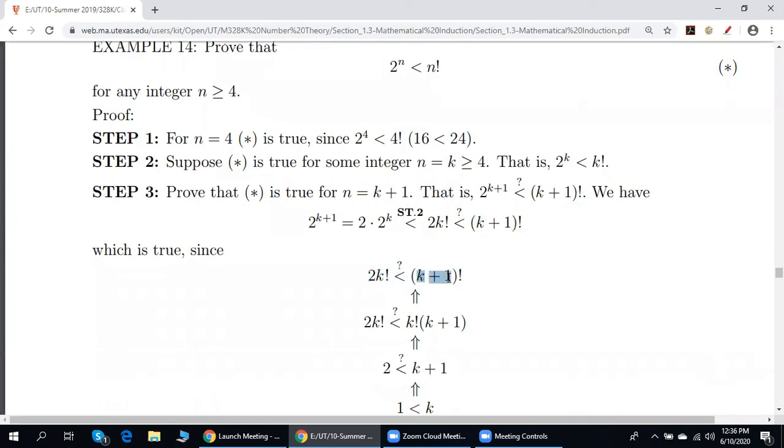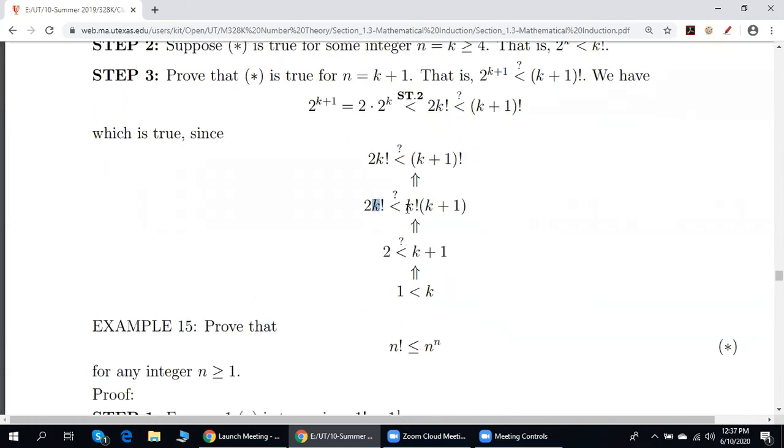Observe that k plus 1 factorial is k factorial times k plus 1. Here is why. K plus 1 factorial is the product of all integers from 1 to k plus 1. Note that the product of all integers from 1 to k plus 1 can be rewritten in the following way. The product of all integers from 1 to k times k plus 1. But the product of all integers from 1 to k is k factorial times k plus 1.